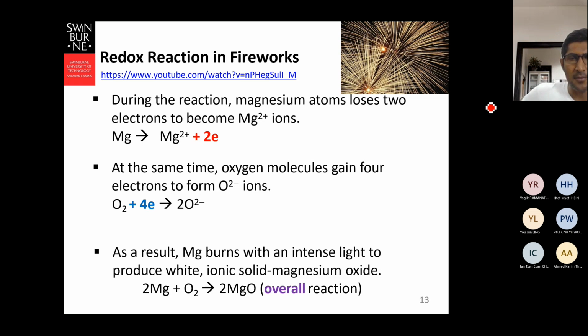So in oxidation, a magnesium atom loses 2 electrons to become a magnesium ion. Can anybody tell me what is happening here? Magnesium is becoming magnesium 2 positive, whether it is an oxidation or reduction reaction. Faster.